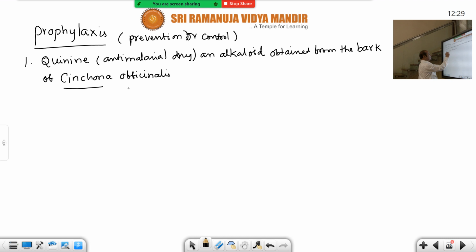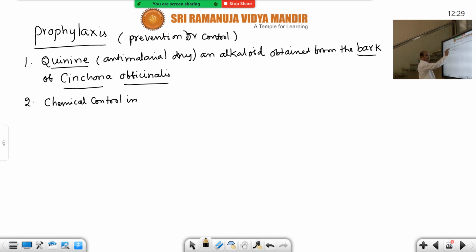Underline this. Bark. This drug is obtained from which part of the plant? Bark. Quinine is the most important malarial drug. It kills the erythrocytic merozoites. When the erythrocytic merozoites are killed, disease symptoms will not appear. And the second control is chemical control.